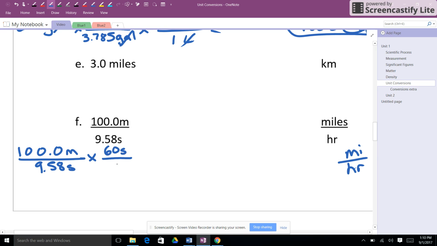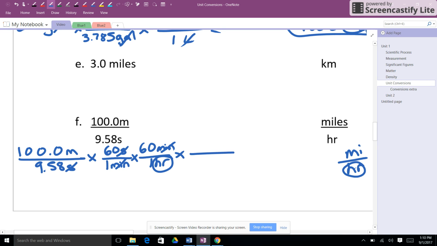I know that there are 60 seconds in 1 minute, and there are 60 minutes in 1 hour. Now, I put the seconds on top so it would cancel with the seconds on bottom. And then I put the minutes on top so it would cancel with the minutes on bottom. I'm now left with hours on the bottom. Perfect, that's what I was looking for. If I were to stop now, I would be calculating meters per hour, which is still really something I have a hard time thinking about.